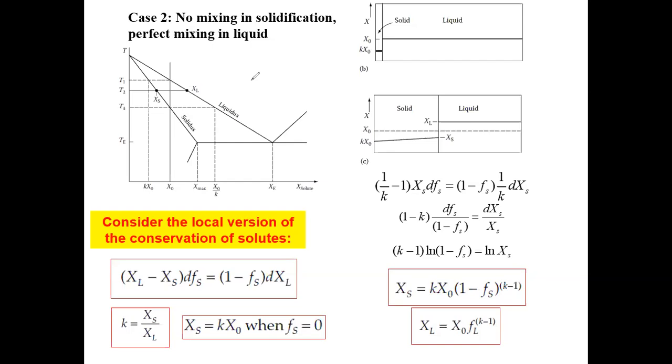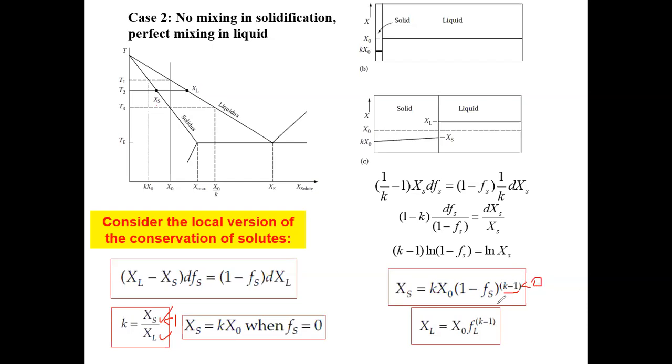Because what is the value for k? k is the ratio between the solid composition over the liquid composition, and for the entire range of the solidification we're interested in, the solid composition will always be lower than the liquid composition. So we know that k is always smaller than 1, right? So this power, k minus 1, is always smaller than 0. Does this make sense to everyone?